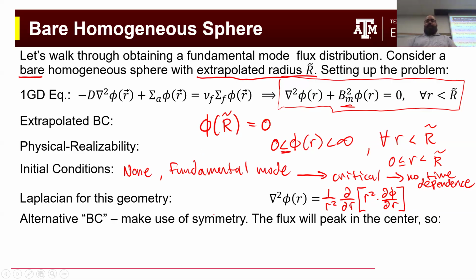The other kind of boundary condition that we could use, like you could use physical realizability for this problem, but you can also make use of the symmetry of the problem, which is that if we have a symmetric geometric object, then the flux is going to be highest in the center, and then it's going to decrease as you go towards your extrapolated boundary. And if the flux is highest in the center, it means that the derivative of the flux at the center has to be 0. So the other boundary condition that you could use is to just say that the derivative of the flux with respect to radius at r equals 0 is 0.